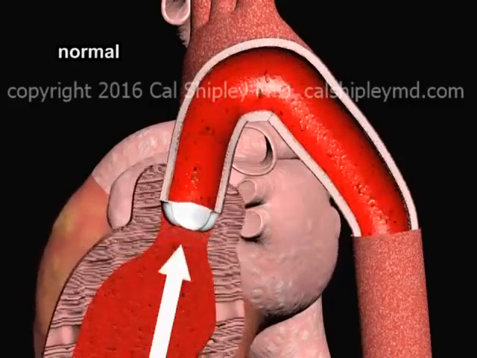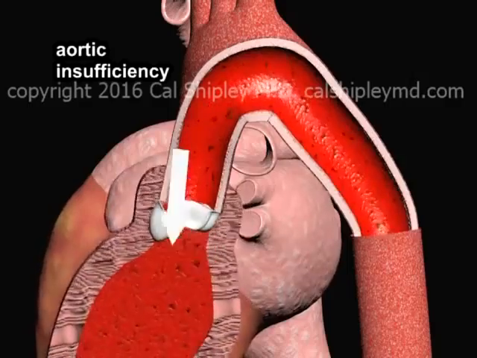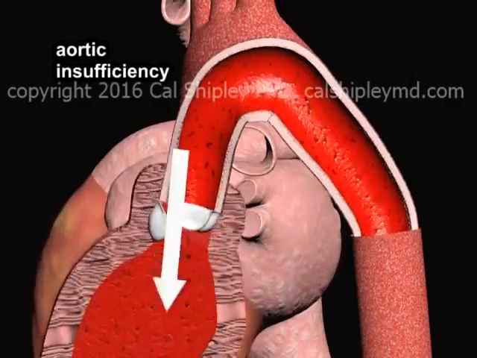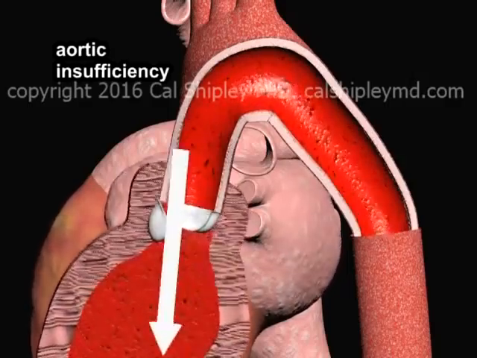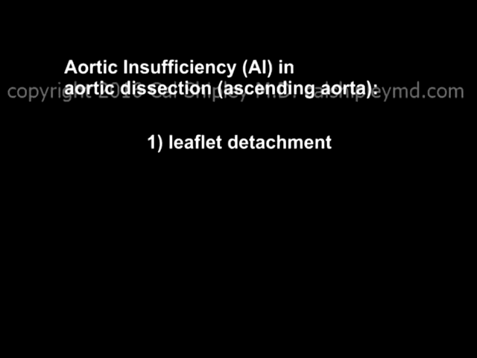And in the side view in cross-section, we see how the normal one-way flow of blood becomes a two-way flow in aortic insufficiency due to leaflet detachment. The second form of aortic insufficiency associated with aortic dissection that we're going to look at is loss of aortic valve leaflet coaptation.